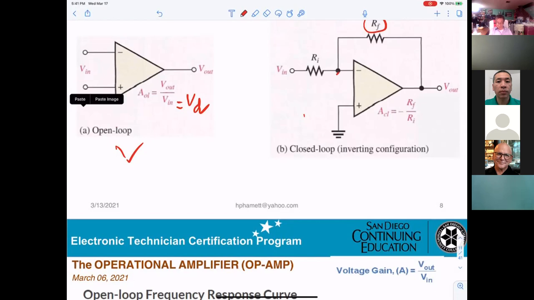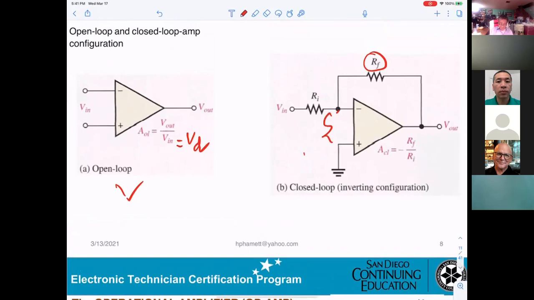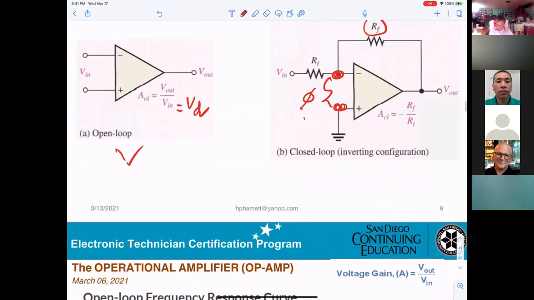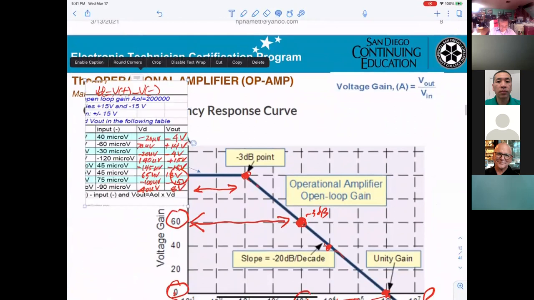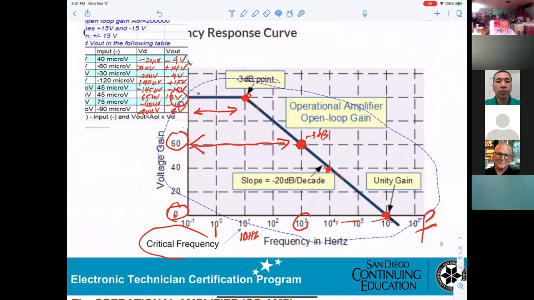Yeah, these are the differences right here. That means the difference between this input and this input. Right, so the negative input becomes a virtual ground in this case, but it's not in the other one. Okay, now if you're looking at that one here, I'm just trying to explain to you, when you're looking into that, you can understand.